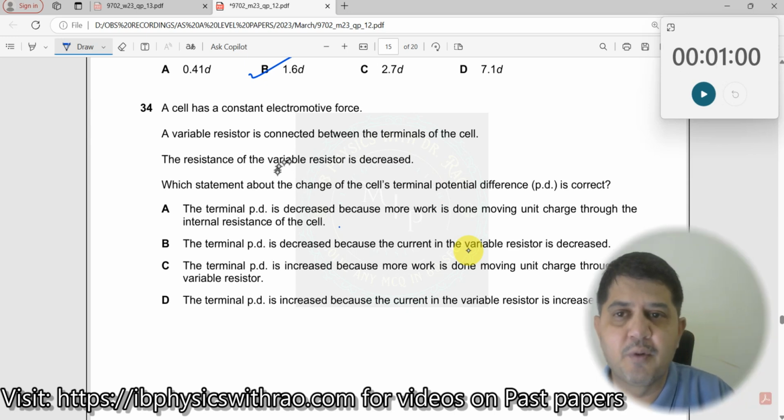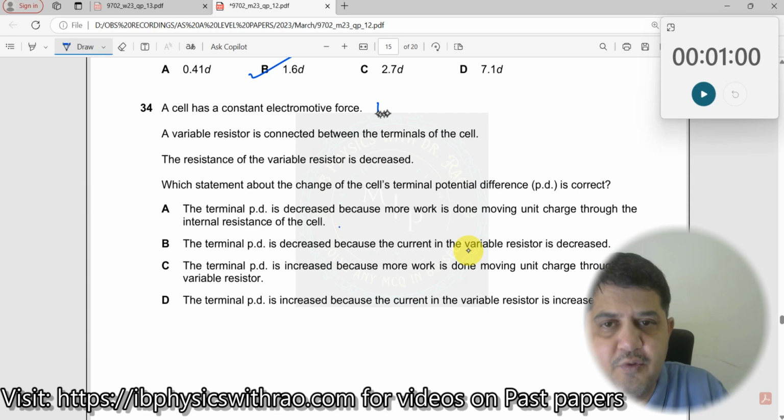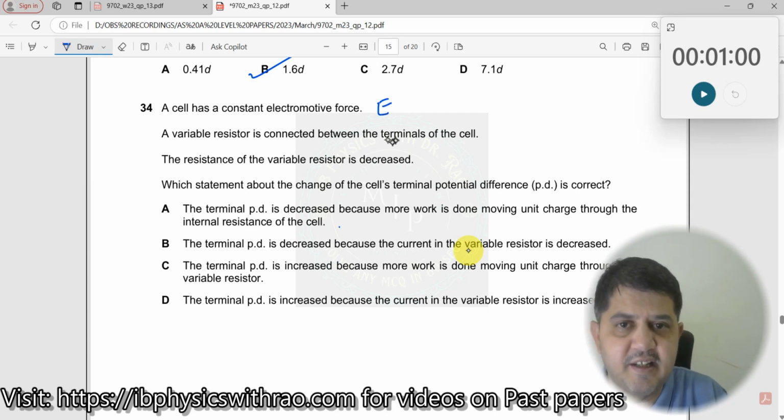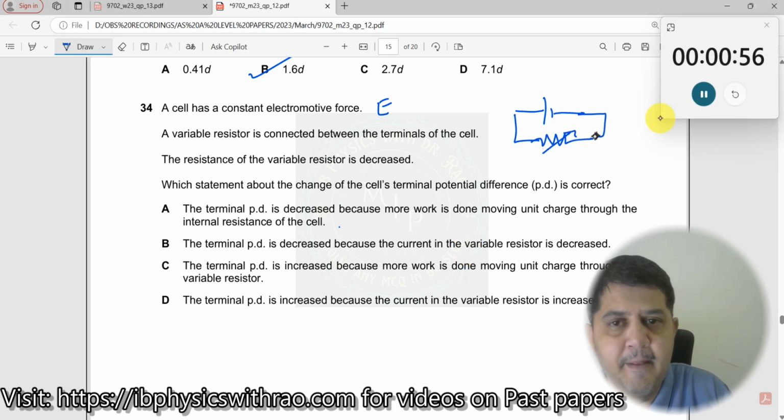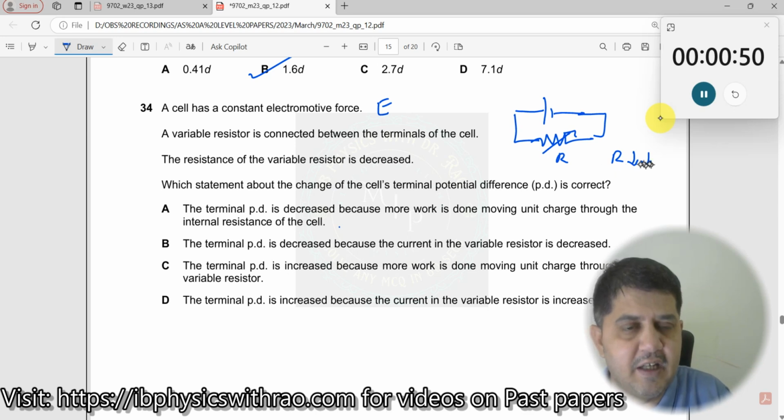Question number 34. A cell has a constant electromotive force. A variable resistor is connected between the terminals of the cell. So you have a cell and you have a variable resistor connected here. The resistance of the variable resistor is decreased when the value of R is decreased. When R is decreased, what will happen?